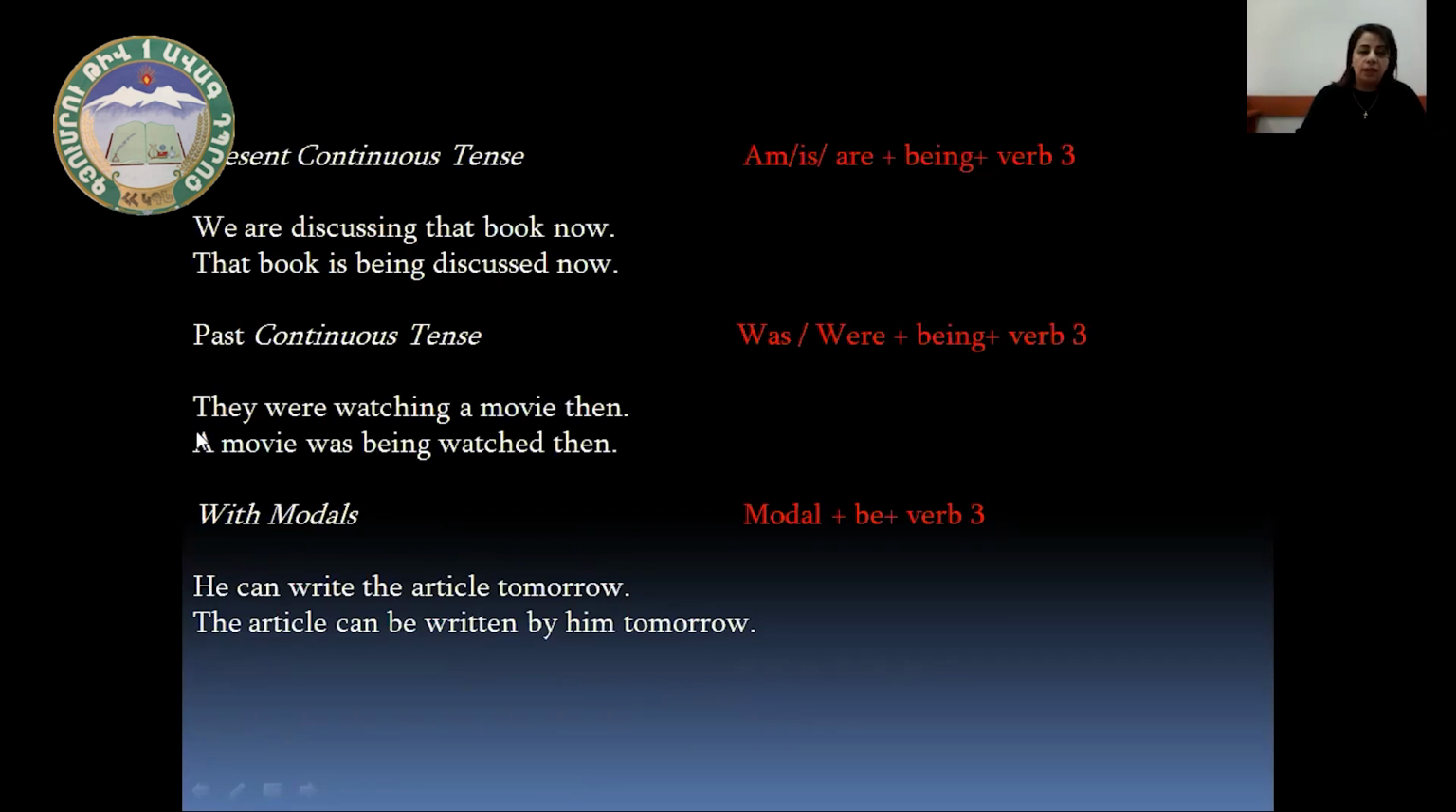Past continuous tense. They were watching a movie then. The passive would be, a movie was being watched then. The formula would be was/were plus being plus verb 3.